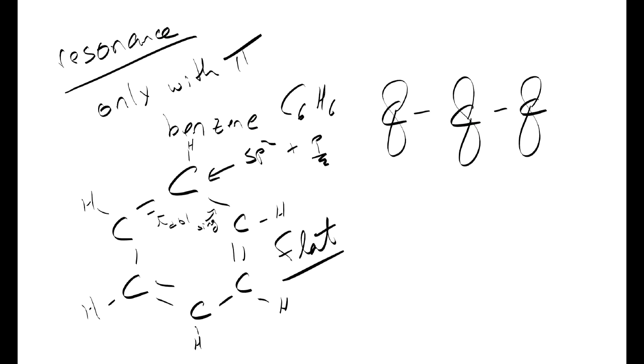Now, the reason you get resonance is because the carbon looks to either side and it says, I can mix with this guy on the left, or I can mix with this guy on the right. I don't have to choose. So it instead mixes with both of them at the same time. So now, hopefully, this gives you a better picture of why resonance happens.